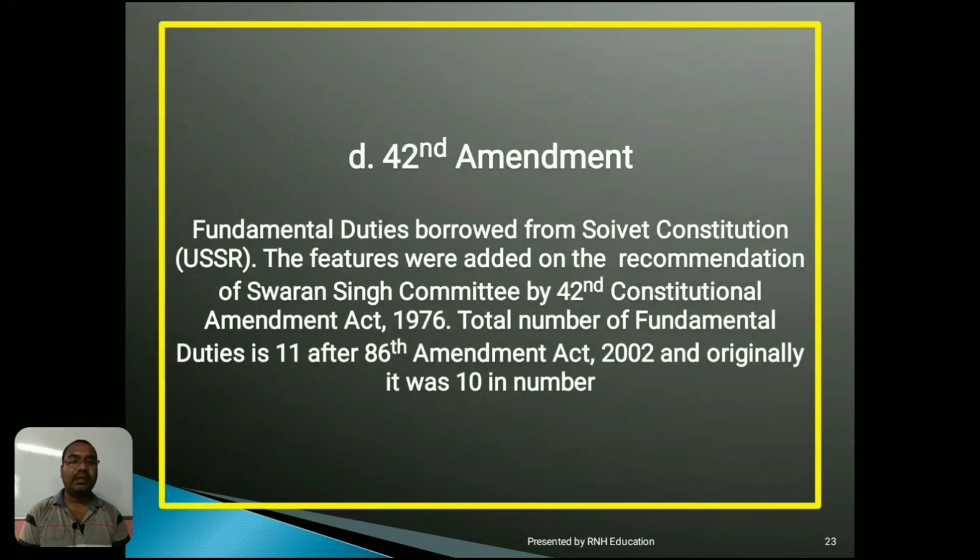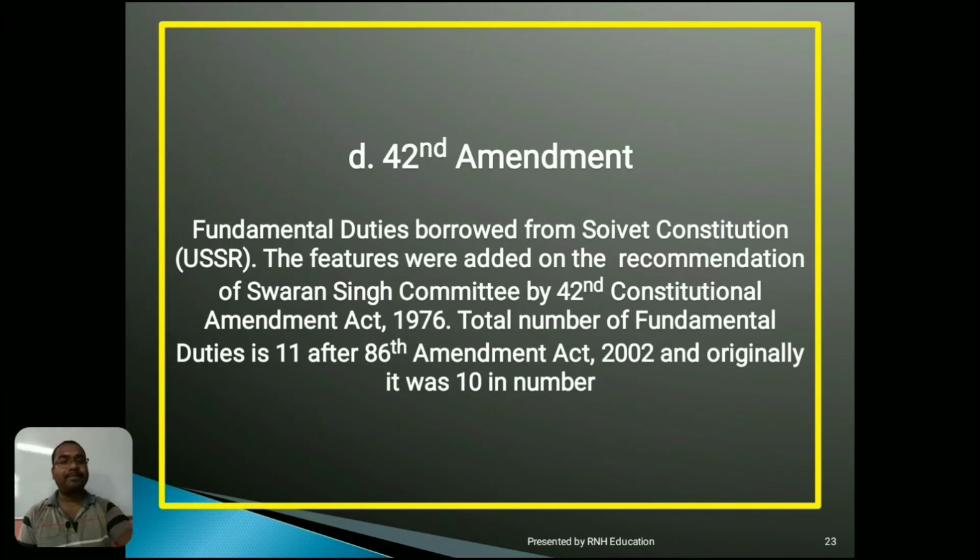Now see the answer. The answer is option D, that is 42nd Amendment. Fundamental duties borrowed from Soviet Constitution, USSR. The features were added on the recommendation of Swaran Singh Committee by 42nd Constitutional Amendment Act 1976. Total number of fundamental duties is 11 after 86th Amendment Act 2002, and originally it was 10 in number.